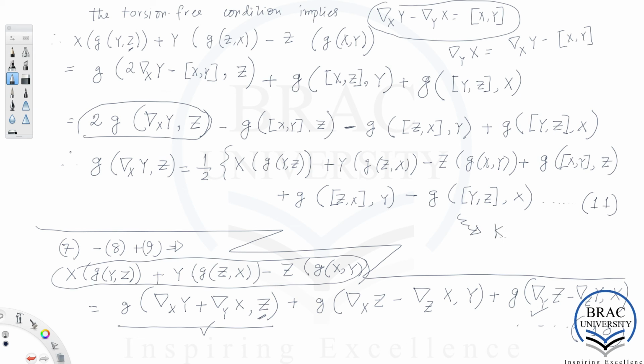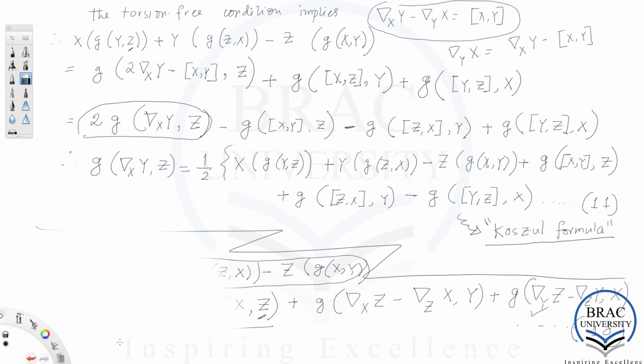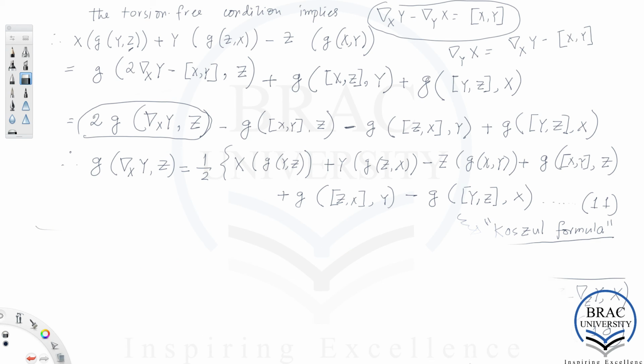It's a very important formula from differential geometry, the Koszul formula for the Levi-Civita connection. Okay, let me erase this bottom part now. Good. So we have derived the Koszul formula.